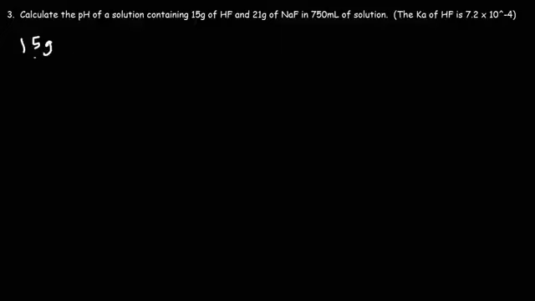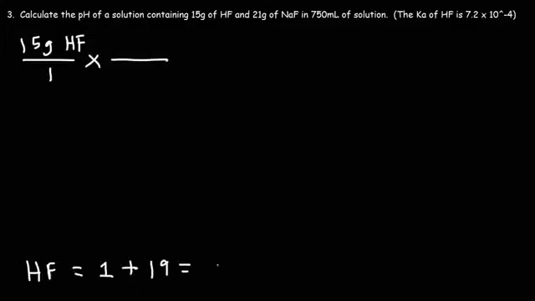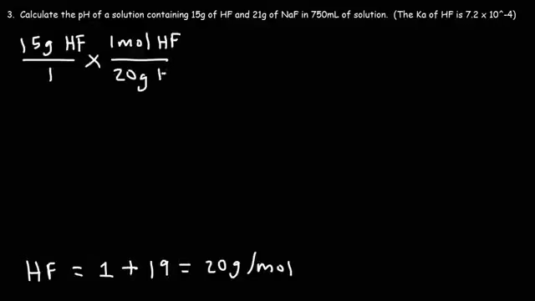So we have 15 grams of HF. To convert it to moles, we need to know the molar mass. The molar mass of hydrogen is approximately 1. For fluorine, it's 19. So this is approximately 20 grams per mole. So 1 mole of HF has a mass of approximately 20 grams. So we can cross out the unit, grams of HF. It's going to be 15 divided by 20, which is 0.75. So that's how many moles of acid we have in this solution.